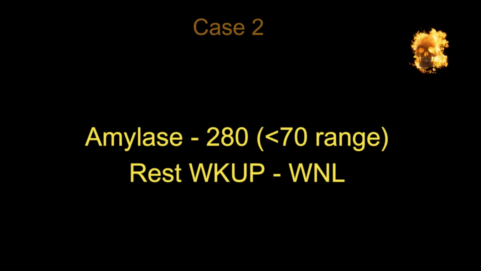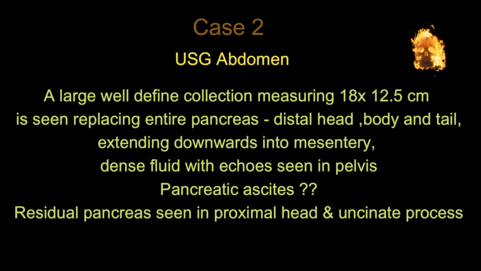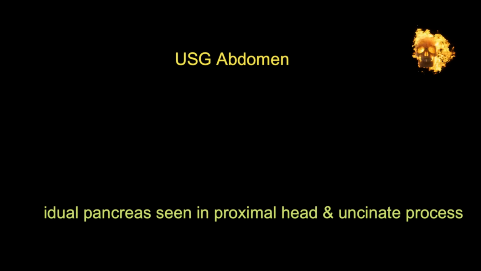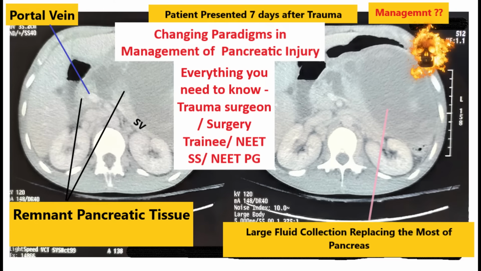On evaluation, his amylase level was raised and the rest of the workup was normal. The ultrasound abdomen revealed a large collection measuring 18 into 12.5 cm, seen replacing the entire pancreas. This is the CT scan of that patient, in which there was a large fluid collection in the pancreatic area which was replacing the whole pancreas, and only viable pancreas was present in the head region. I have requested the viewers to give their comments regarding the plan of management for this patient, and I have received many replies.